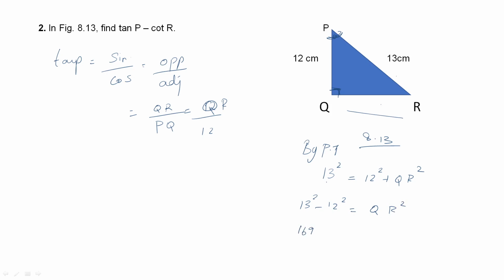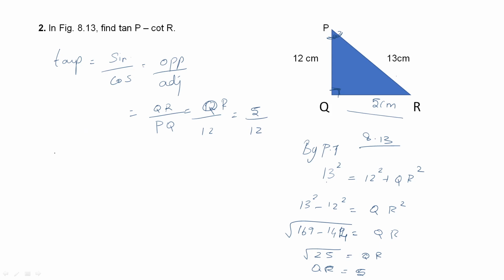So this is 169 minus 144. So QR will be equal to square root of this. What's the value coming? I'm sorry, 25. So QR will become equal to 5. So we have found the unknown side, third side, by using the Pythagoras theorem. Now we can substitute the value 5 by 12 for tan P.